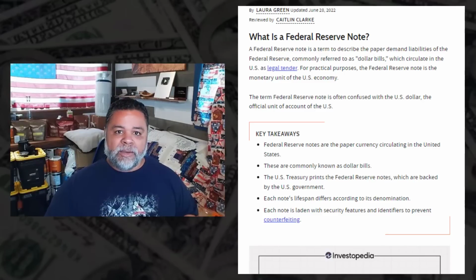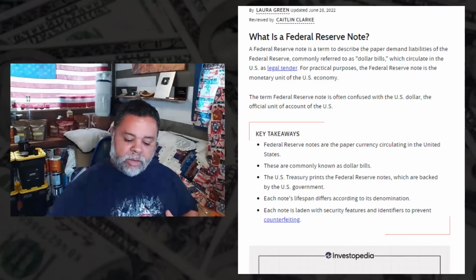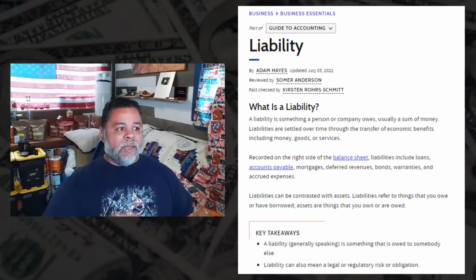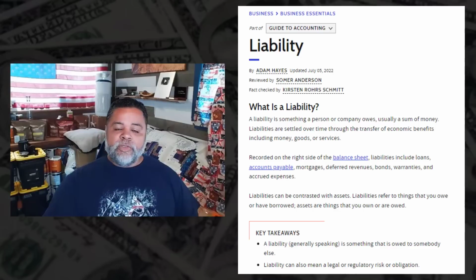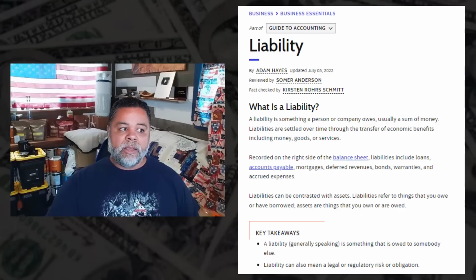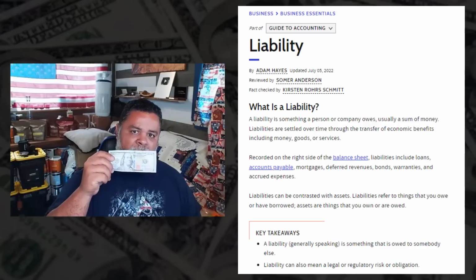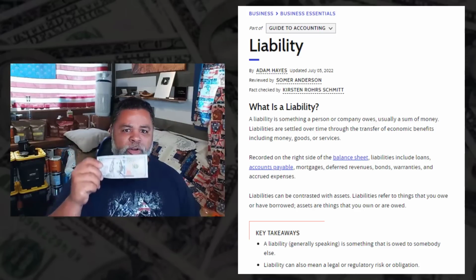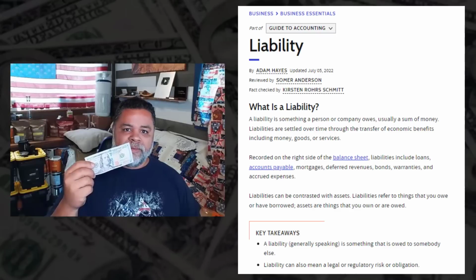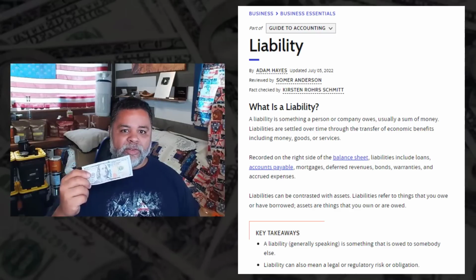What is a liability? That's what we have to ask. And why is the Federal Reserve Note a liability, a paper liability of the Federal Reserve? Now, a liability is something a person or company owes, usually a sum of money. Liabilities are settled over time through the transfer of economic benefits, including money, goods, or services. So if this is a liability and it's not money or a good or a service, what is it? That's the question that we need to be asking ourselves.